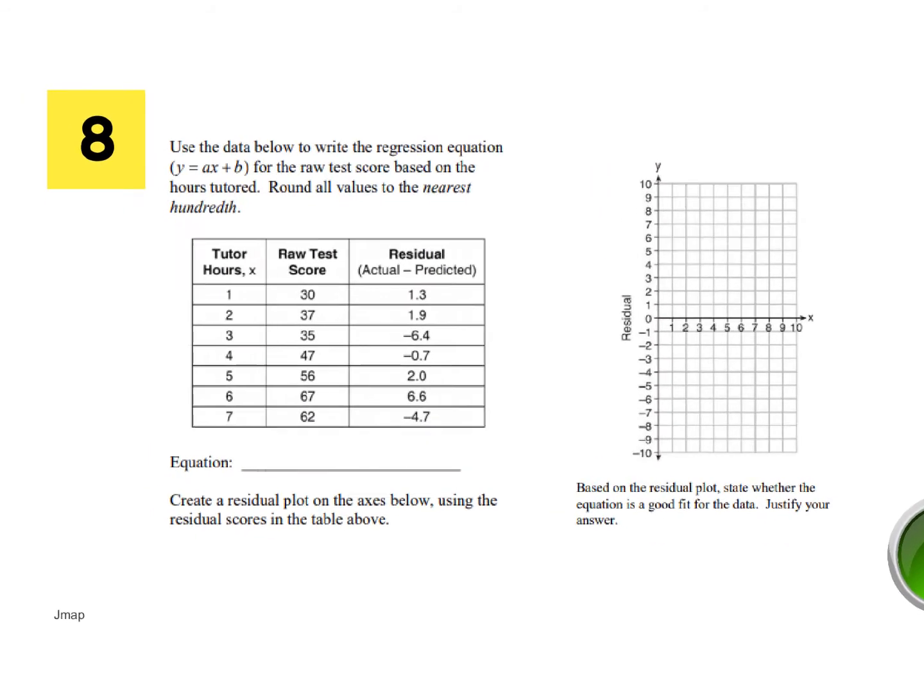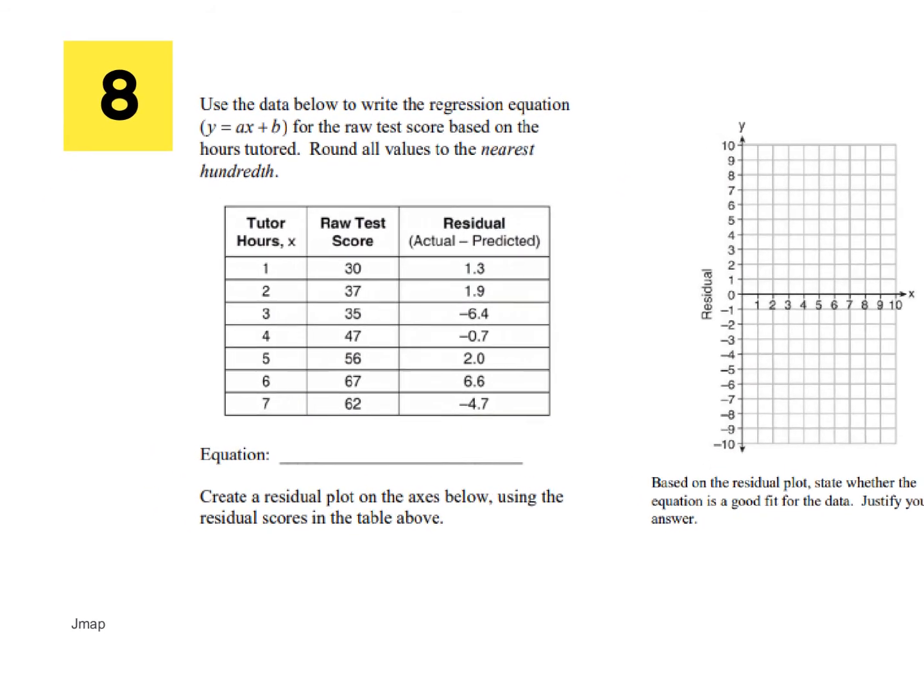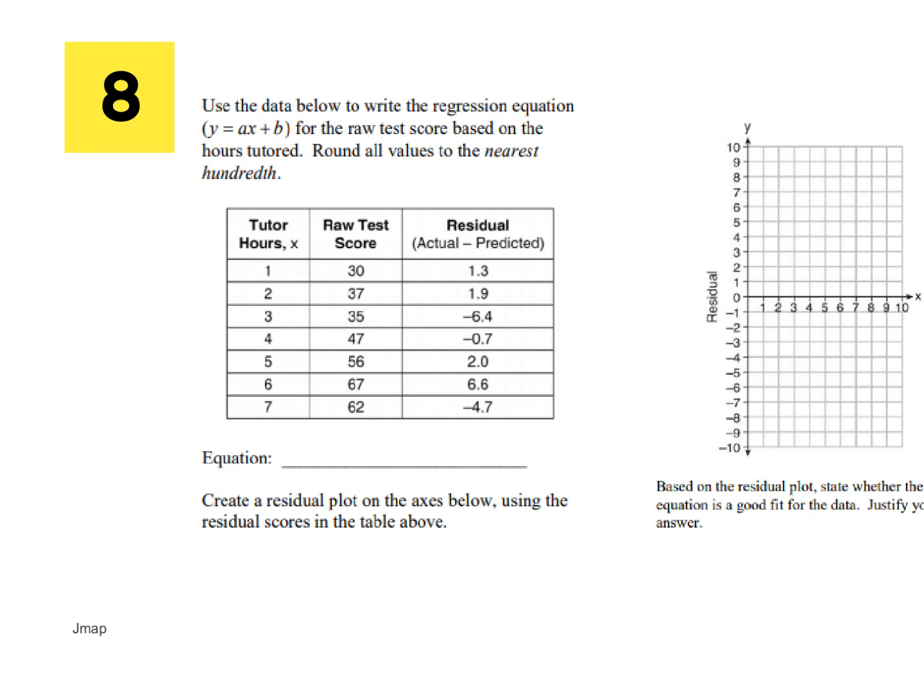Problem number 8. This is probably the one I saw most kids struggle with. Use the data to write the regression equation y equals ax plus b. That's the first thing that messed people up. Y equals mx plus b is what we're used to. You'll see different choices in there. Knowing that a is the same as m, or the slope, is what you want to think about. Round all answers to the nearest hundredth.